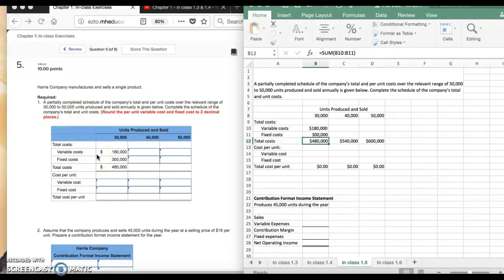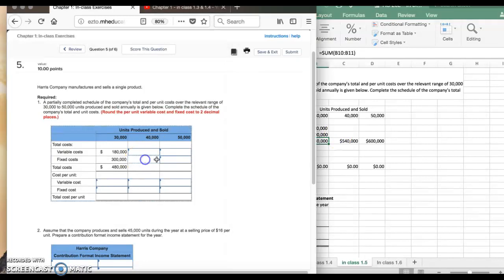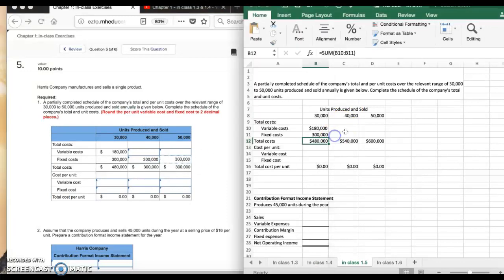Well, this is a different way than we've seen it before. However, we have all the information we need. So, units produced and sold, fixed costs, right? So, we should maybe fill fixed costs in first right away because we know if they're fixed, they're not going to change depending on how many units we sell. So, we'll just put 300,000 in each of those. And then we'll also fill it out over here on Excel. I'm just going to copy and paste that amount.